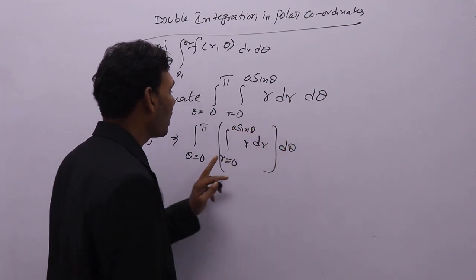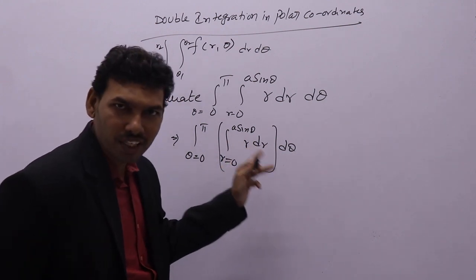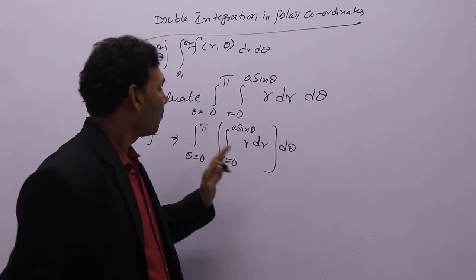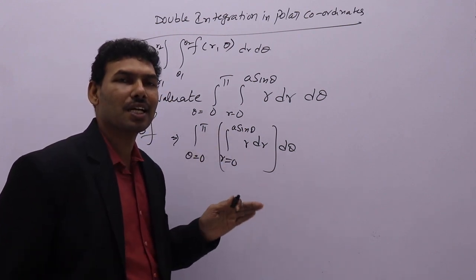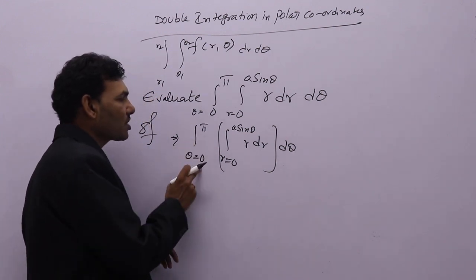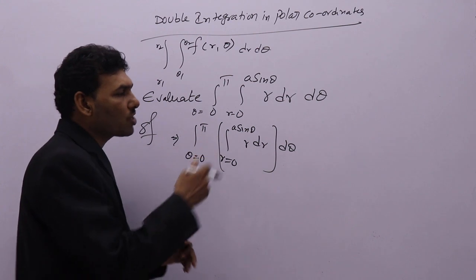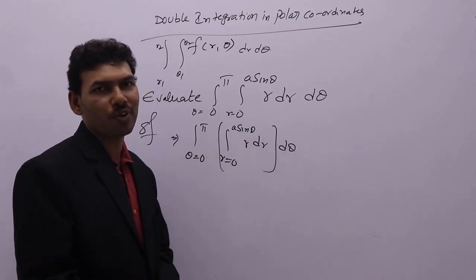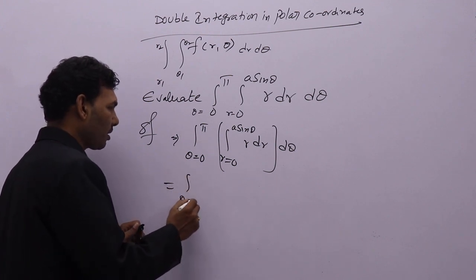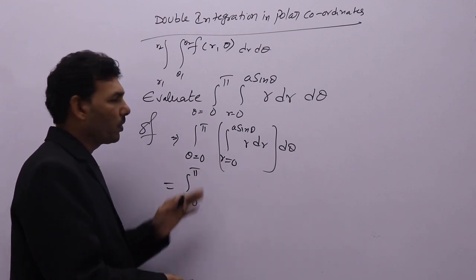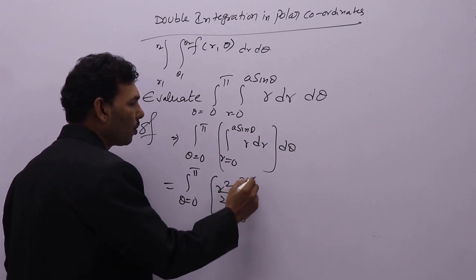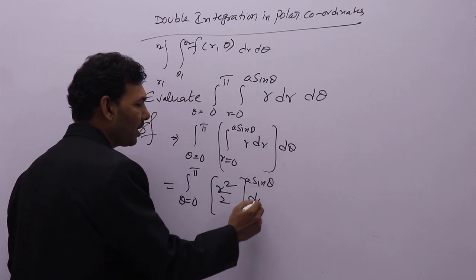Just now I said, if r limits are in terms of theta, then integrate first with respect to r. Which variable has constant limits? That variable will be integrated at the end. Here theta has constant limits, so finally we integrate with respect to theta. Integral r dr: what is integral r? r square by 2, with limits 0 to a sin theta, d theta.